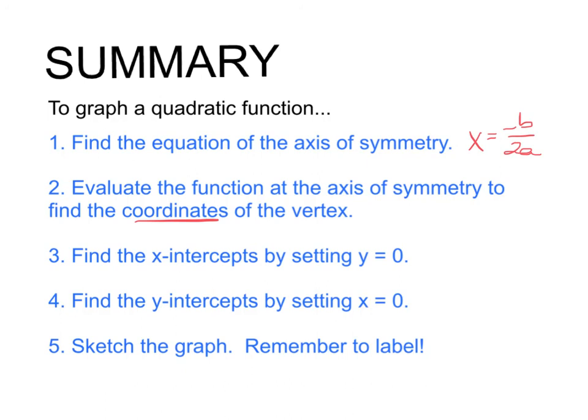You find your intercepts, your x-intercepts, by setting y equal to 0, and your y-intercepts by setting x equal to 0. And then finally you make your sketch, and you have to remember to label. You need arrows, X and Y on your axes, a scale, and also you need to label the function with the equation.